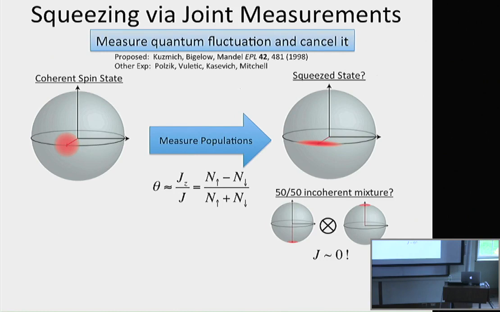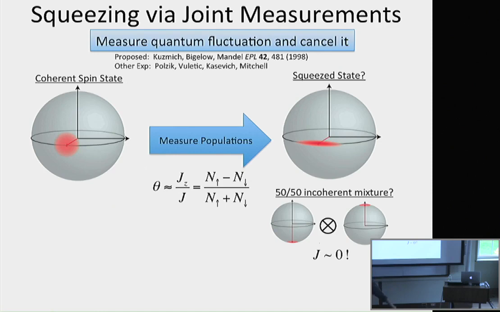Why is that less interesting? It's less interesting because if I have some signal I'm trying to detect, that signal will rotate this vector. And I want to see that as a change in the projection of the vector onto, say, the z-axis.